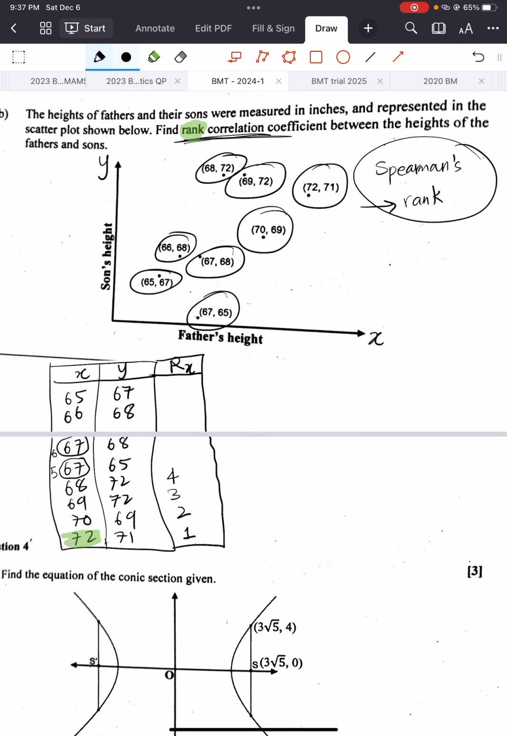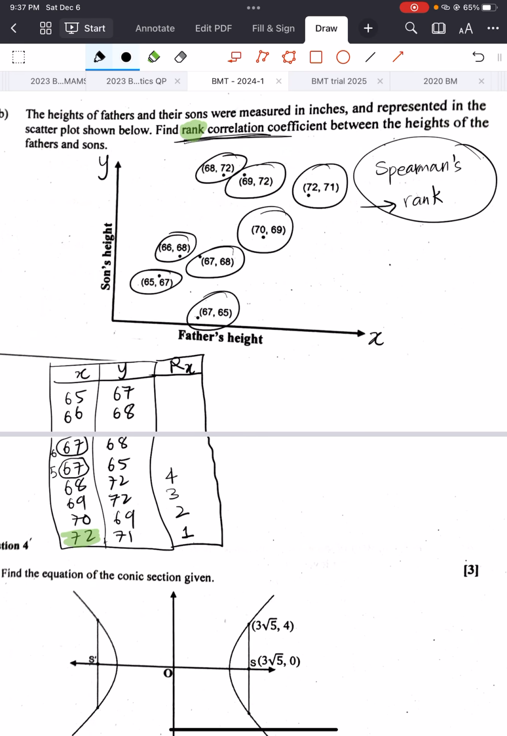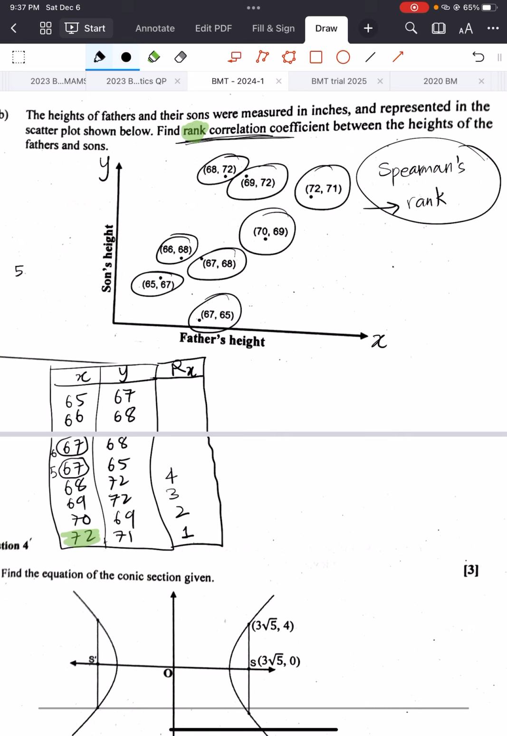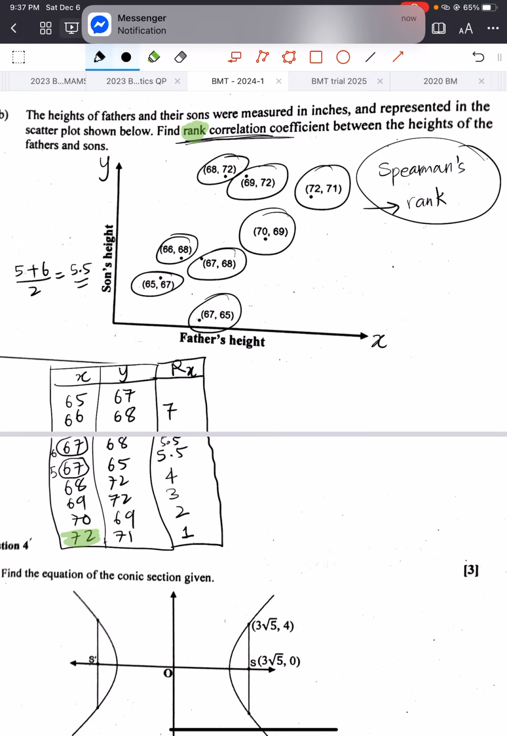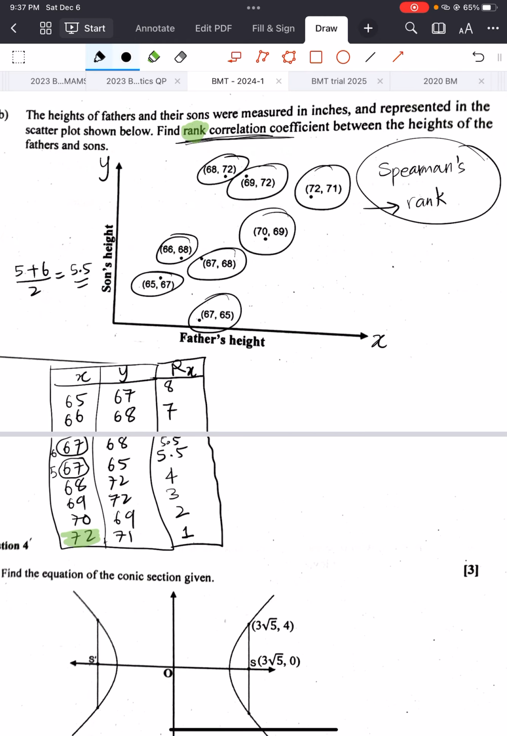But since they are the same, you need to distribute this. How do you distribute? You just have to find the mean. So 5 plus 6 divided by 2, which is 5.5. You need to give it to both, so 5.5, 5.5. Then 5 and 6 are gone. Next is 7, then 8. So you're done with rank x.